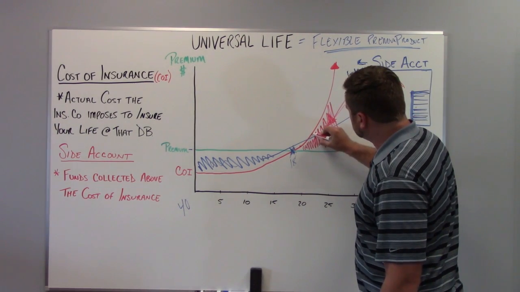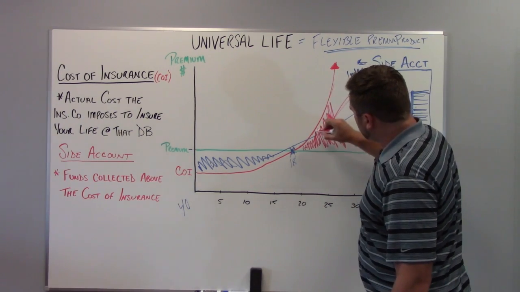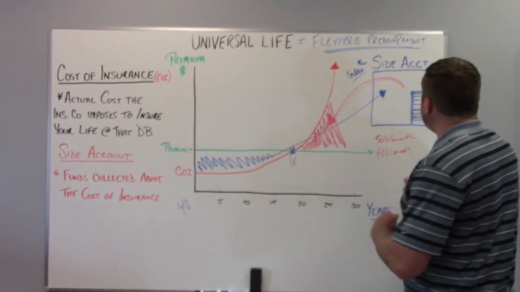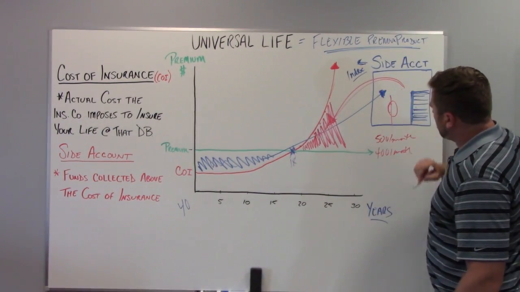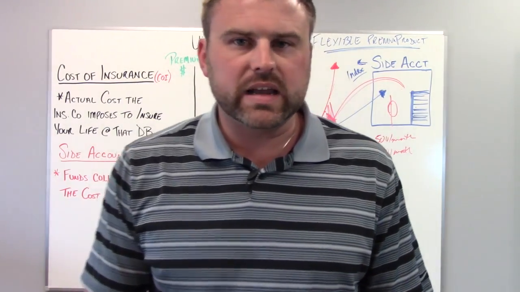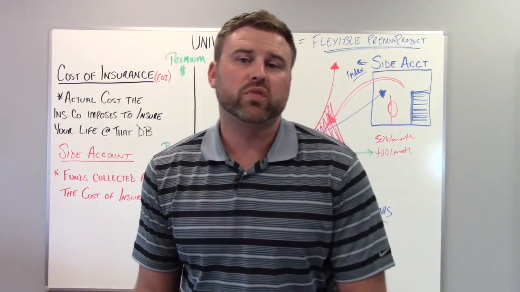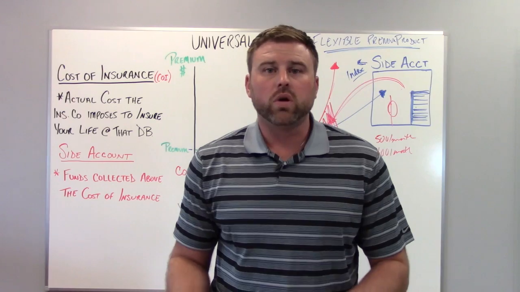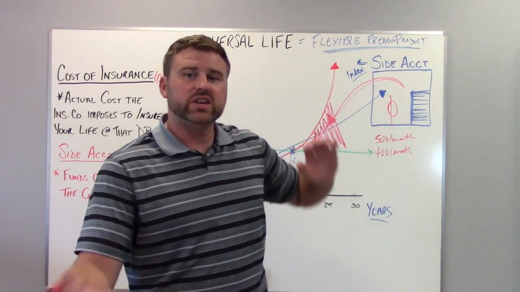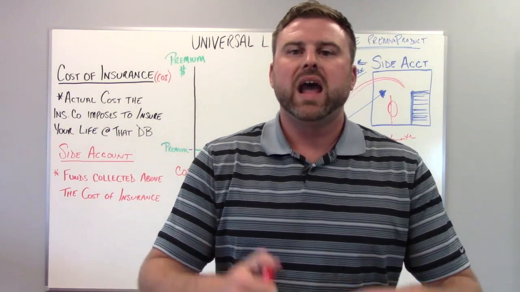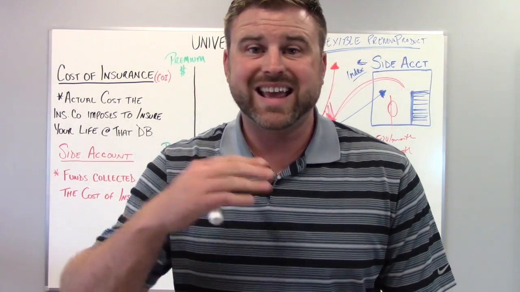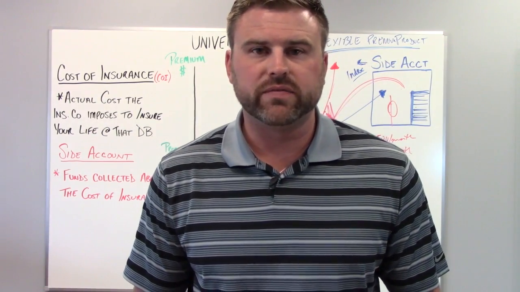The problem is the cost of insurance is going to keep on going up, up, up. So here it might be 100, 200, 300, 400, 500. And now what's going to happen is you may come to a point where you have zero in the side account. Well, when you have zero in the side account and your cost of insurance is higher than the premium that you're paying, well, that could be an issue. What's going to happen is the insurance company is going to call you or send you a letter, more likely than not, they're going to send you a letter, and they're going to say, Mr. or Mrs. Jones, you need to send us X amount of dollars to keep your policy enforced.